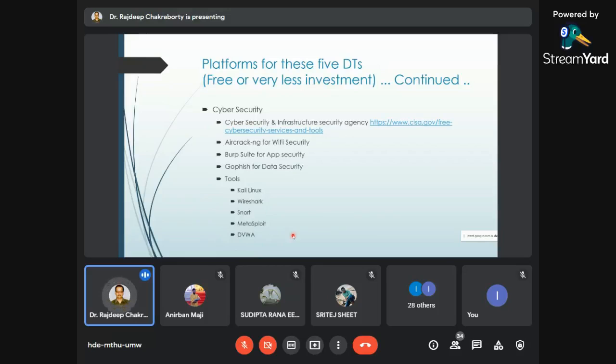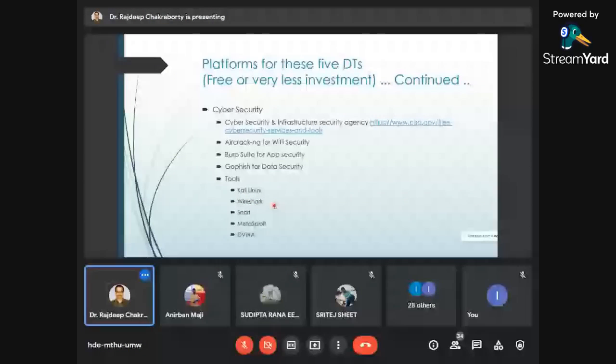And then comes cybersecurity. In this link, the Cybersecurity and Infrastructure Security Agency, you will get so many tools for your cybersecurity projects. Aircrack-ng is there, which is specifically built for Wi-Fi security. You can perform your experiments there. Burp Suite is there for app security on our mobiles. GoPhish is there for data security. Apart from that, you have some tools. Kali Linux is known as the best Linux platform for security or cybersecurity. OSSIM is there. From it, you can perform network analysis.